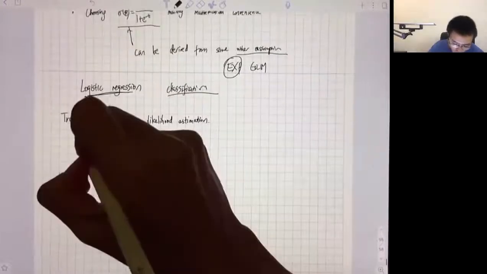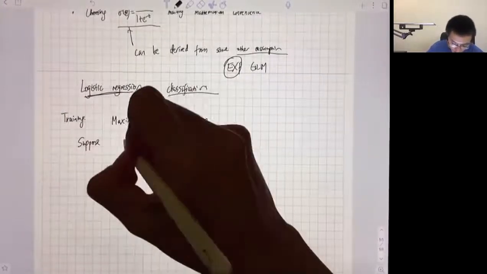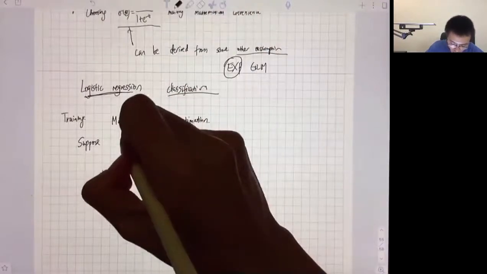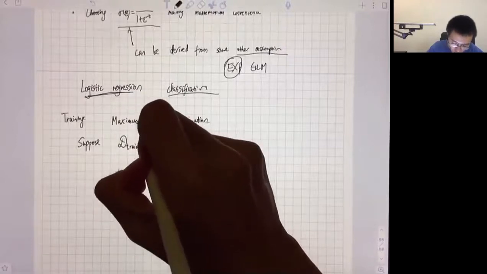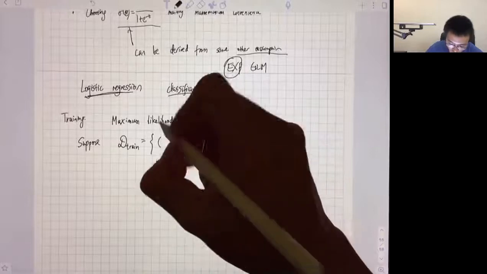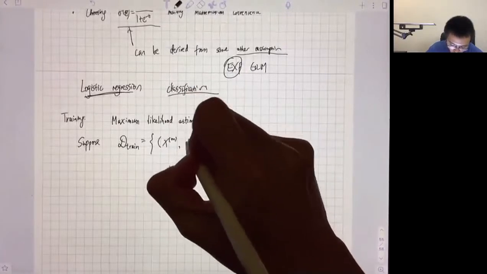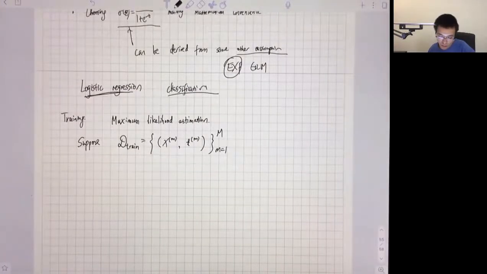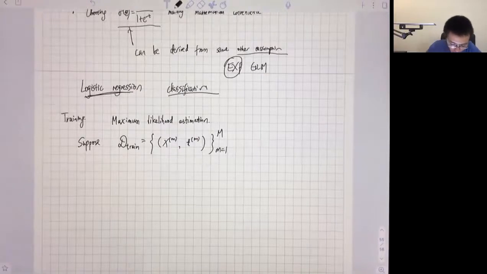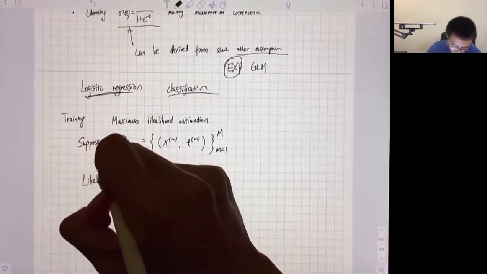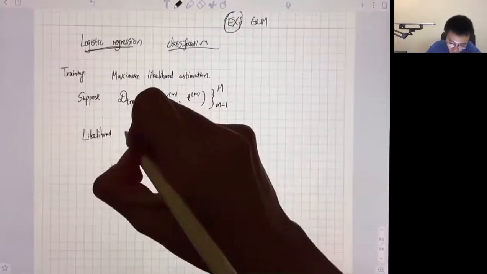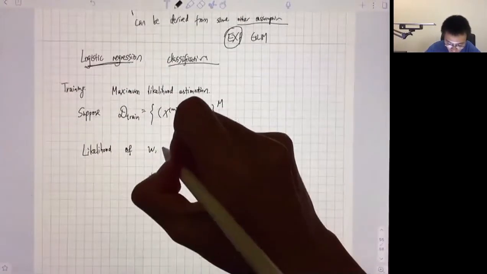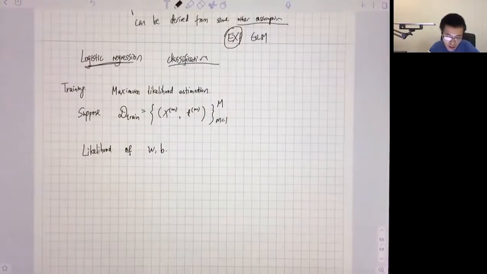Okay. Suppose my training data is a bunch of samples. Each sample is a pair of input and output, for m equals 1 up to m. Then the likelihood of my parameters, w and b, is the probability of the data.